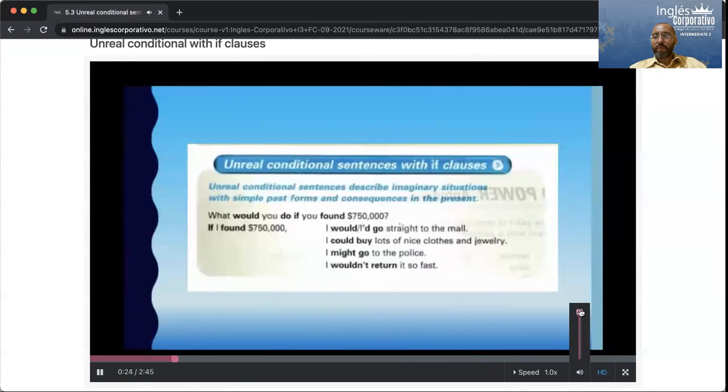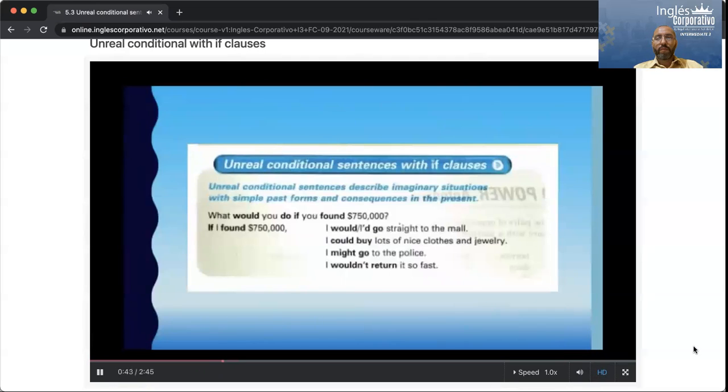What would you do if you found $750,000? If I found $750,000, I would go straight to the mall. If I found $750,000, I could buy lots of nice clothes and jewelry. If I found $750,000, I might go to the police. If I found $750,000, I wouldn't return it so fast.